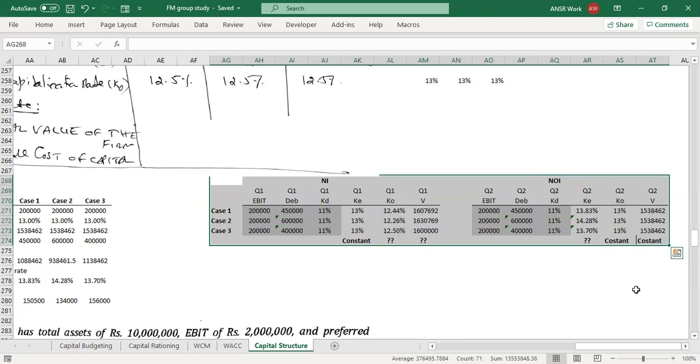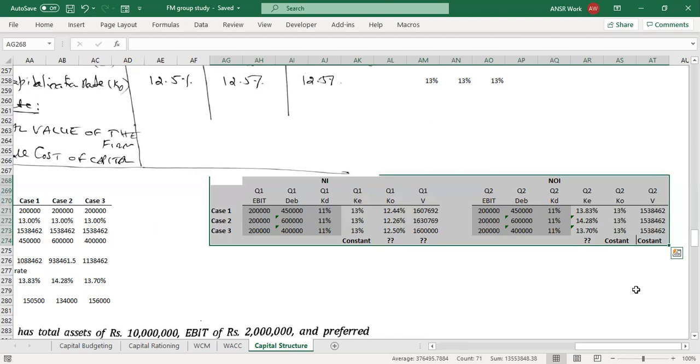So here the value of debt and value of equity is different, but the overall cost of capital and the value of the firm are constant. You're saying the value of debt and value of equity is different, and the overall cost is the same, it's constant. Partially incorrect. Anybody else want to try?